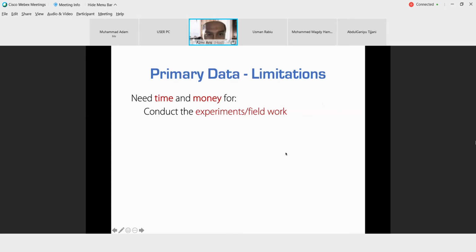Okay, you need time and money to conduct the experimental work or field work, and also to do analysis. Analytical work will also require money, and this is sometimes quite expensive. Hopefully, you can do the analytical work at UTM, but sometimes if they are not available, you may have to do it outside UTM. You have to ask other people.